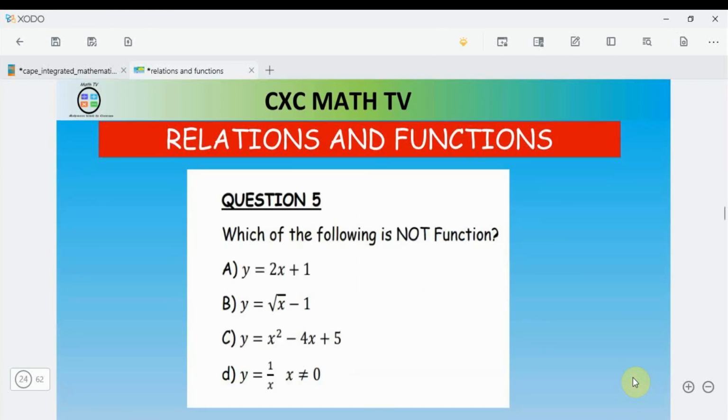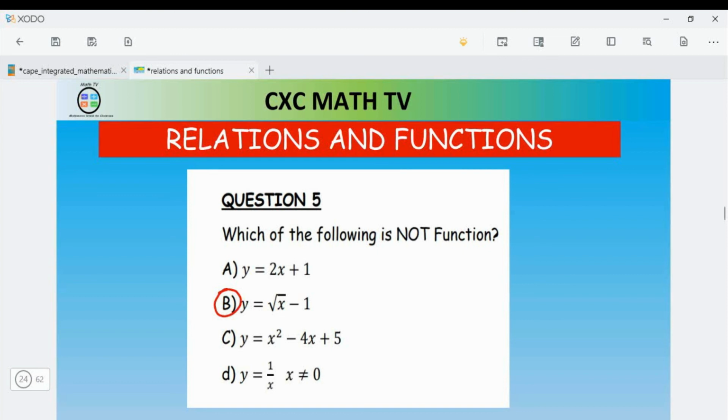All right, now sometimes you can be given the equation and asked to determine which is not a function. So which is not a function? All right, so once you see square root, this would be the one that's not a function because we cannot square root negative values. So option B is the answer because we have the square root.